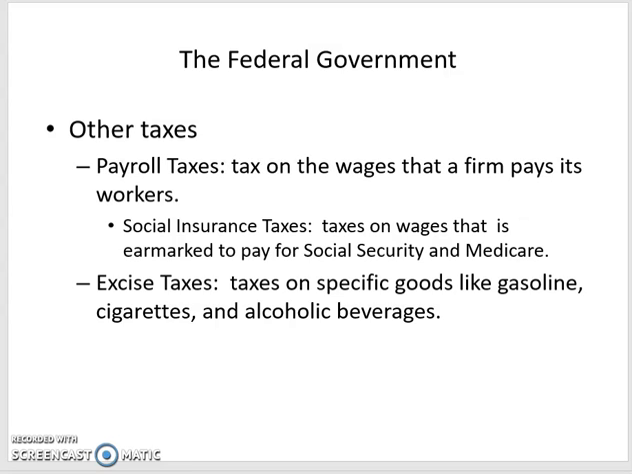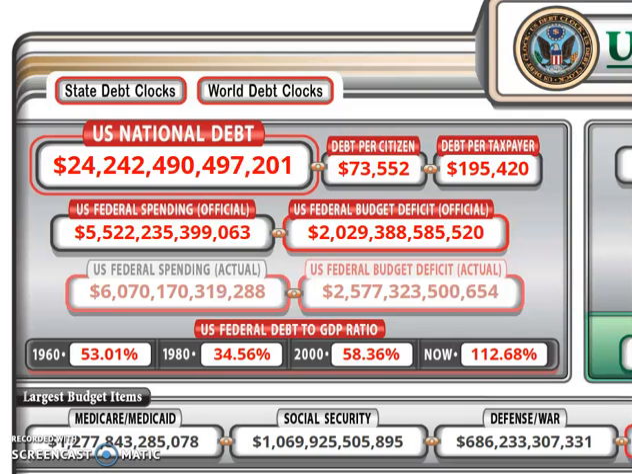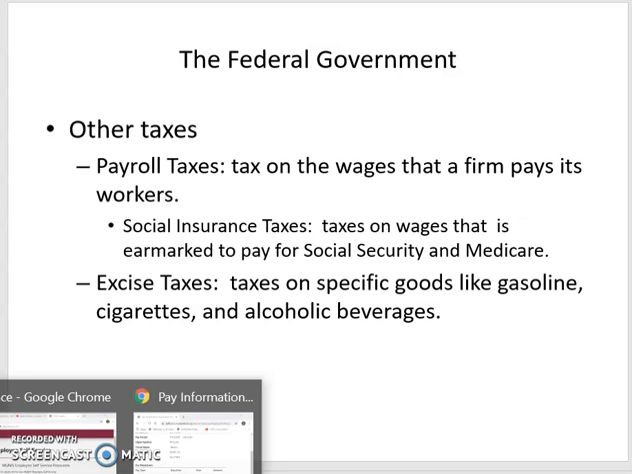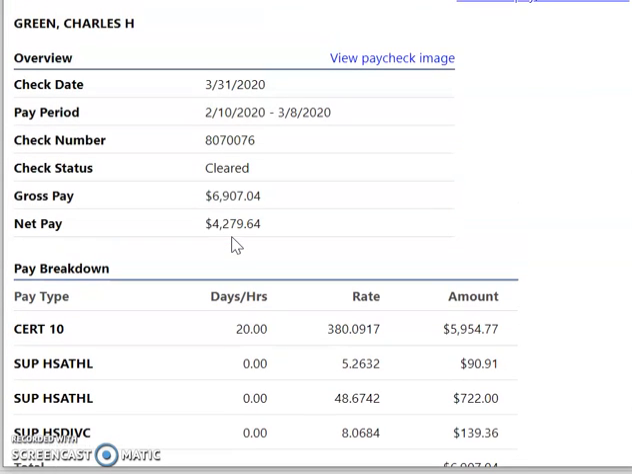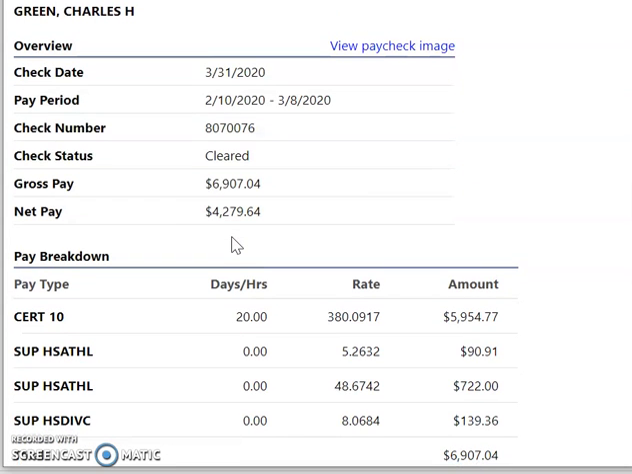I want to take a second and show you guys my paycheck, to give you an idea of what it means when we talk about all these taxes that you pay. So this is actually my paycheck. This is the paycheck that I just got 2 weeks ago. I want to show you a couple of things.